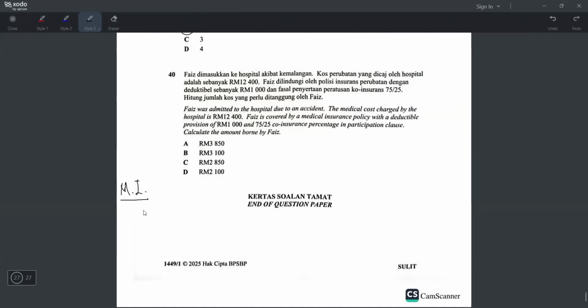So you kena tahu ada dua jenis soalan yang dia boleh tanya. First is they will ask you to find amount yang kena tanggung oleh company. So amount yang company kena bayar, means the bayaran pampasan. Another one yang dia possible boleh tanya is amount yang policy holder kena tanggung. The amount borne by policy holder.